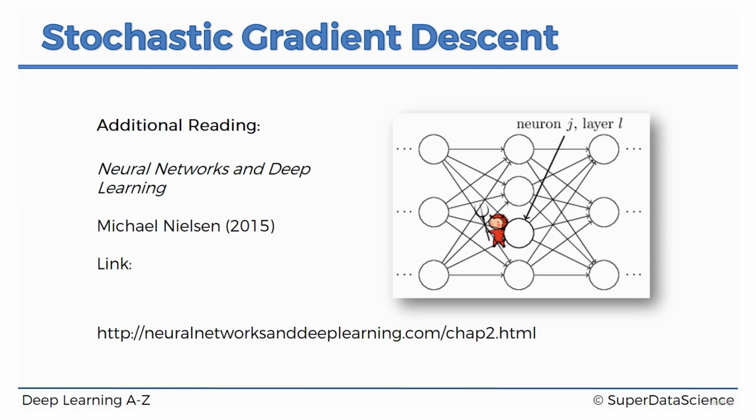And there we go. So that's in a nutshell the difference between gradient descent and stochastic gradient descent, and how the two work.